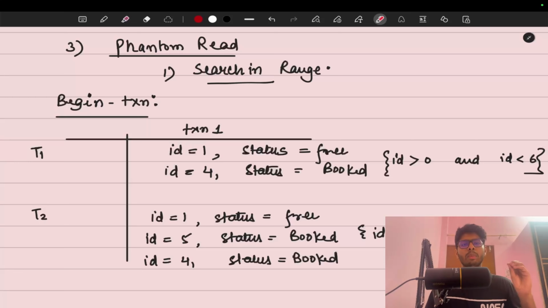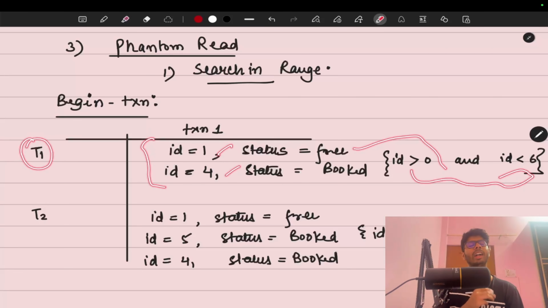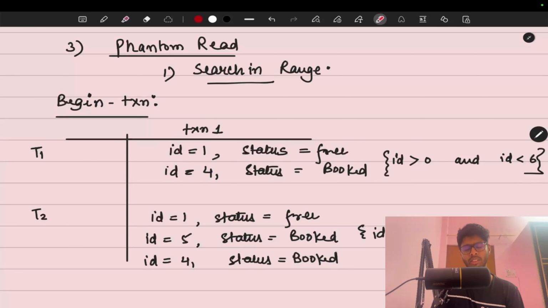Now let's understand the problem of phantom read. Phantom read says that whenever you make a range query, let's take a range query: id greater than or equal to 0 and id less than or equal to 6. If we make this range query, what will happen? Suppose in transaction T1 I get two rows, id 1 and id 4. Whatever the status is doesn't matter, but this is our query: id greater than or equal to 0 and id less than or equal to 6.